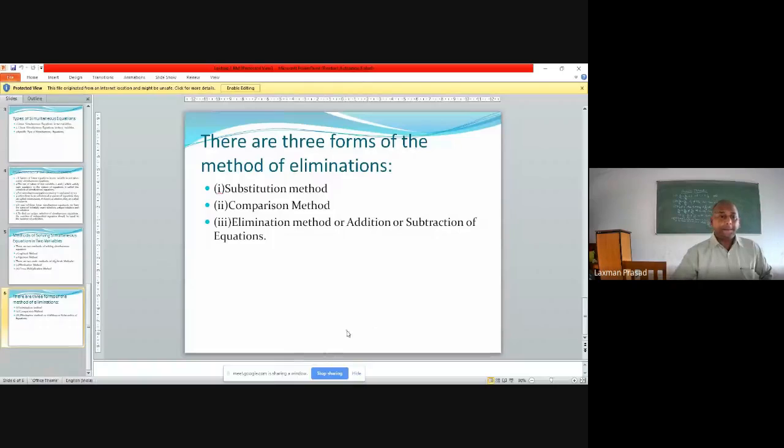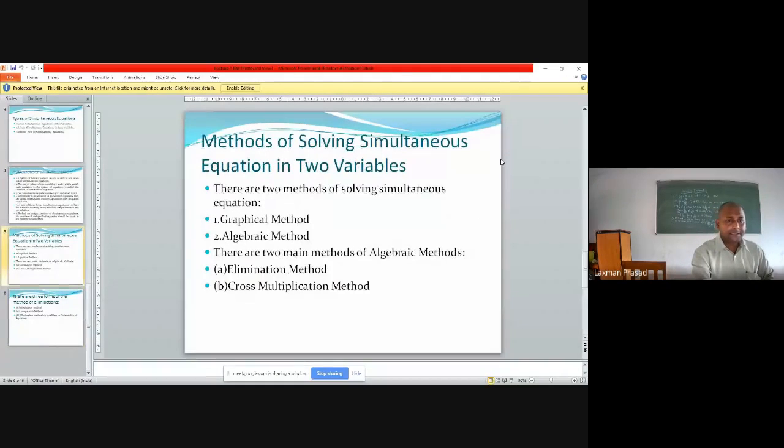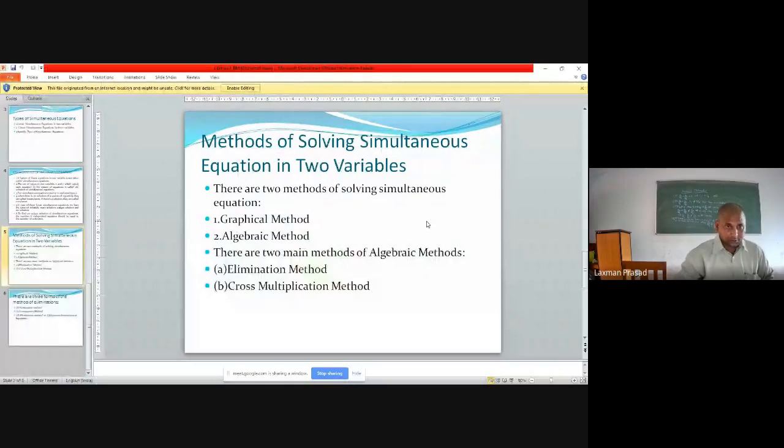So, see, there are two methods. Graphical method, it shows that you have to use graph. First you solve the equation and put the equation in x-axis as well as y-axis. So definitely you should use graph paper.